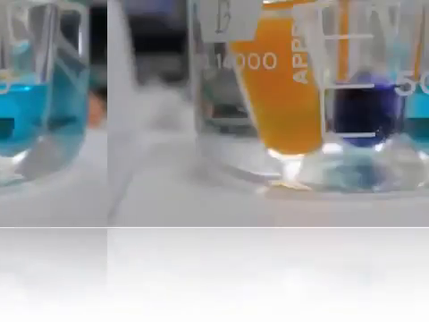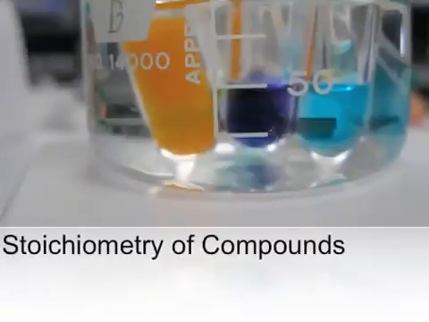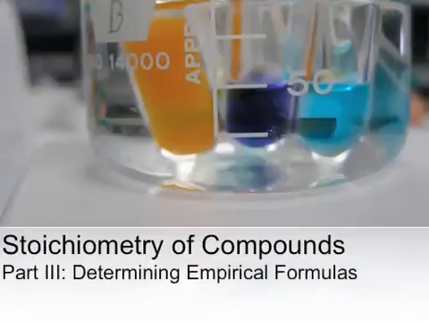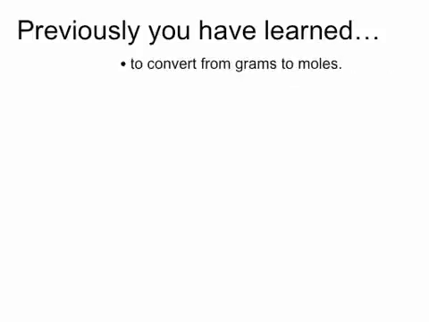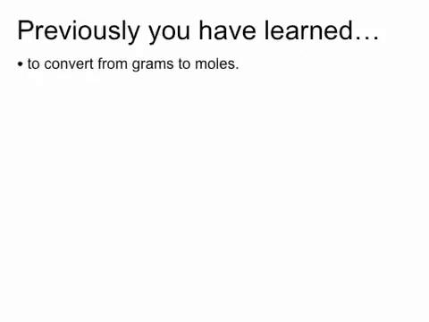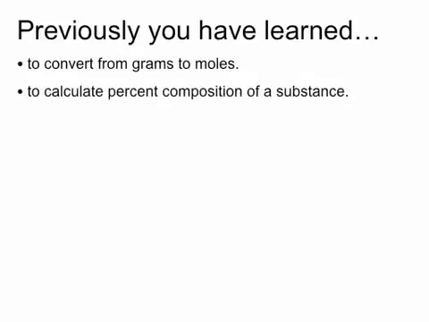Welcome to chemistry. Today's lesson is on the stoichiometry of compounds, part 3, determining empirical formulas. Previously, you've learned to convert from grams to moles. To do this, we take the number of grams of a substance and divide it by the molar mass of the substance. You also learned to calculate percent composition of a substance. To do this, we take the number of grams of a particular element in a sample by the total mass of the substance, and we do that for each element found in the substance.